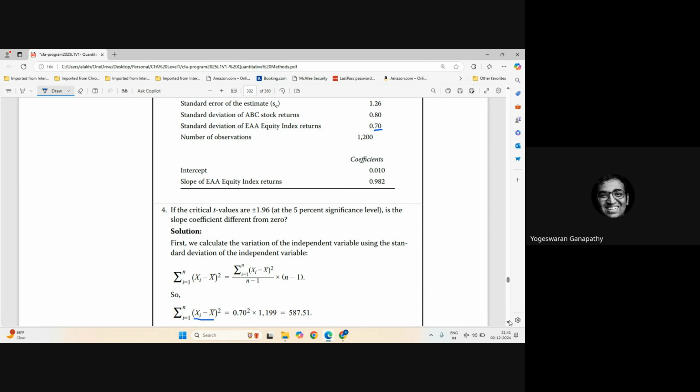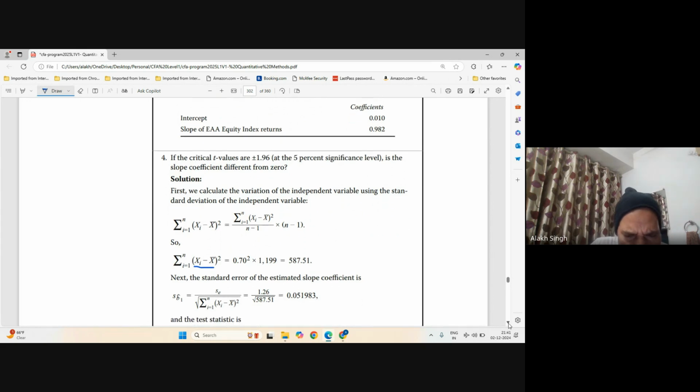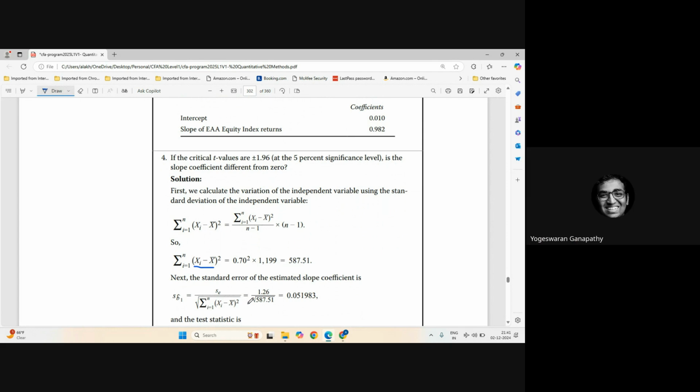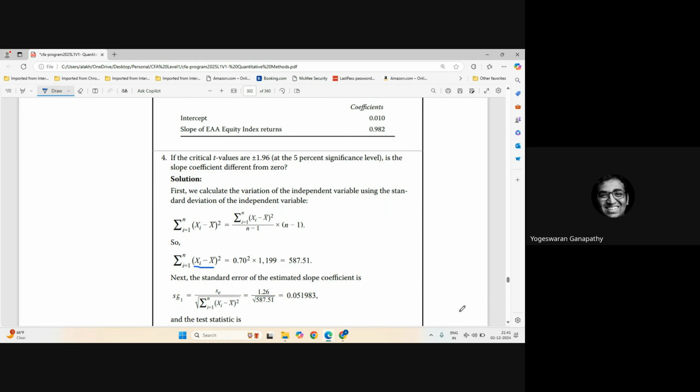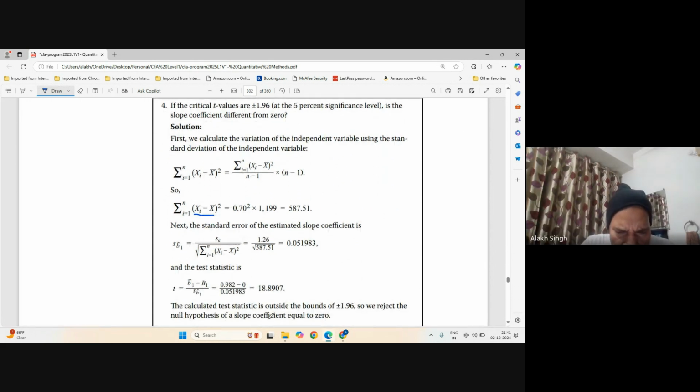So then 1.26 divided by the square root of sigma xi minus x bar, whole squared. That gives us the standard error of beta 1. Now we can easily calculate: 9.982 minus 0, divided by this. So this will be significant. T should be around 19 something, 18.9. So we reject the null hypothesis.